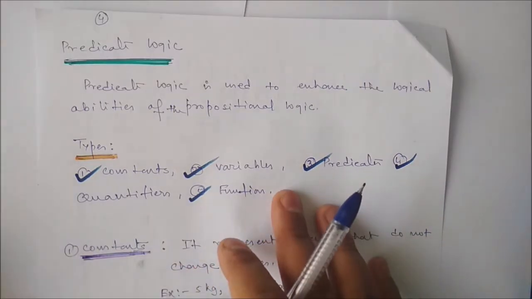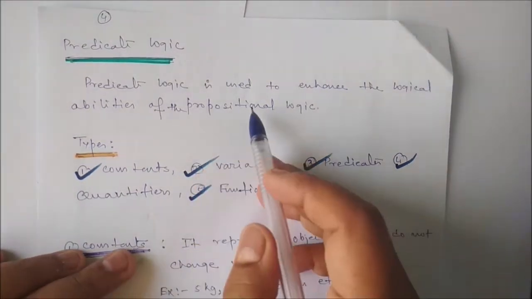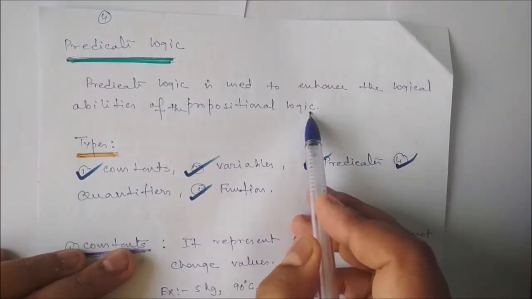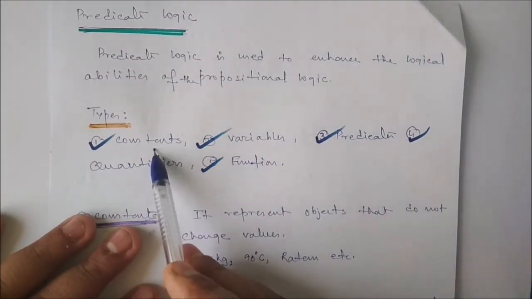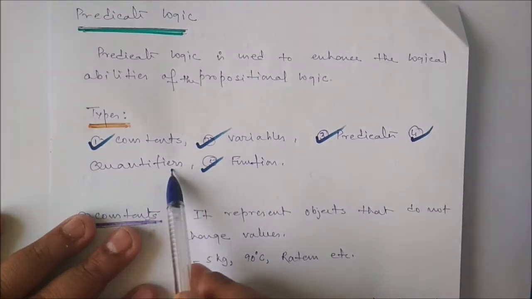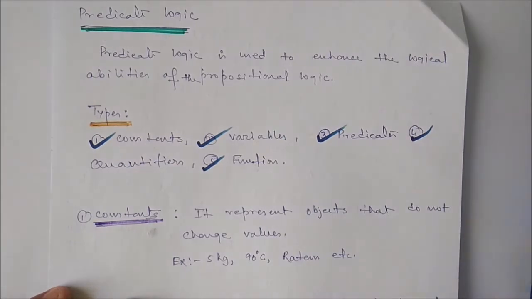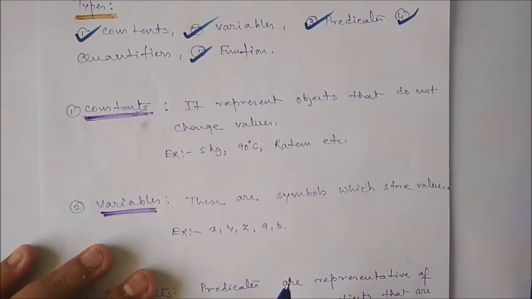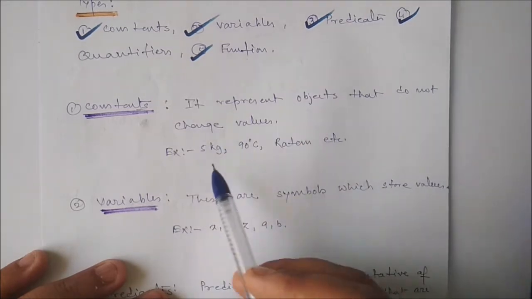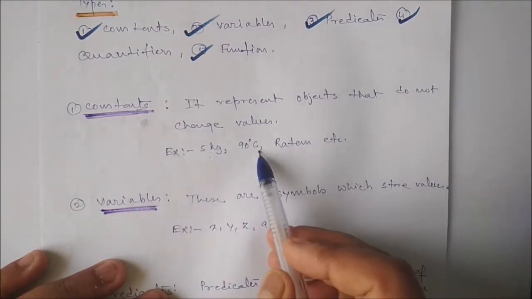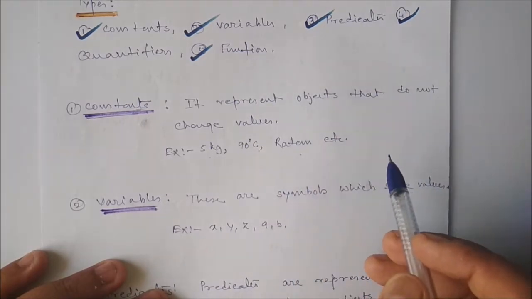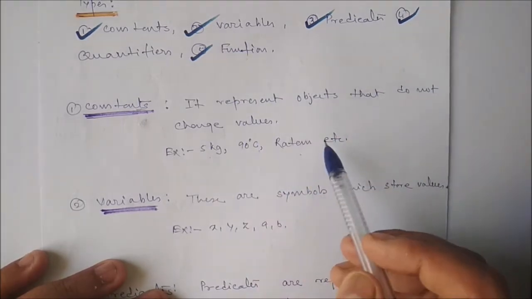Next we'll discuss predicate logic. Now the predicate logic is used to enhance the logical abilities of the propositional logic. So different types are there: constants, variables, predicates, quantifiers and function. So we will discuss one by one. So first one is what? Constant. It represents objects that do not change values. For example, 5 kilogram, 90 degrees Celsius, Ratan, Ram, Sachin, Dhoni. Okay, so these are the constants.